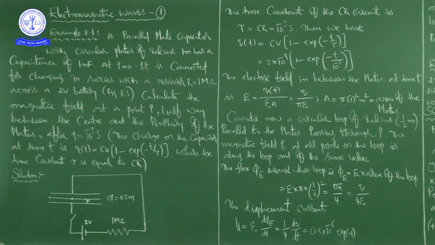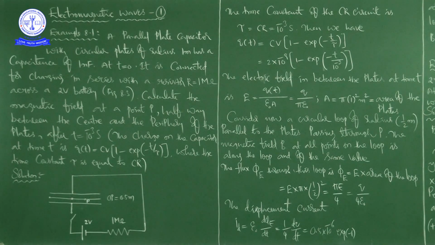Now the time constant of the CR circuit is tau is equal to CR is equal to 10 to the power of minus 3 seconds. That is already given, he is just writing it.